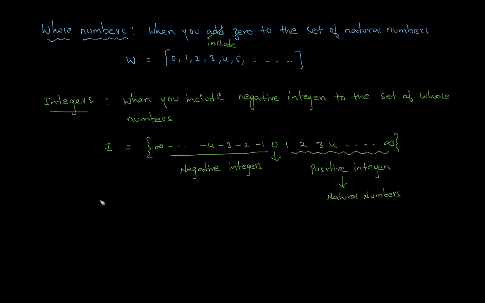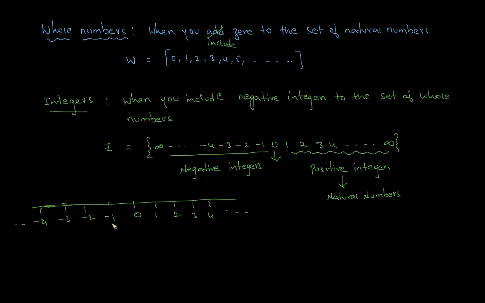How are the integers represented on the number line? This is the number line. Always you have the middle number as 0, and on the left-hand side you have the negative values: minus 1, minus 2, minus 3, minus 4. And this is 1, this is 2, this is 3, this is 4, and so on. This is the number line where you represent the integers.